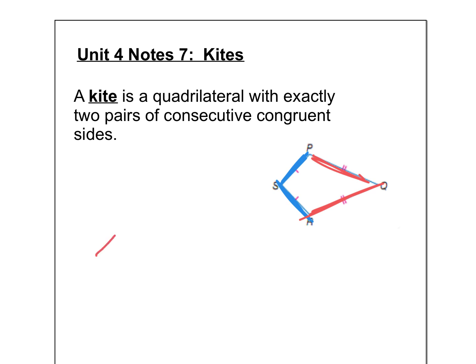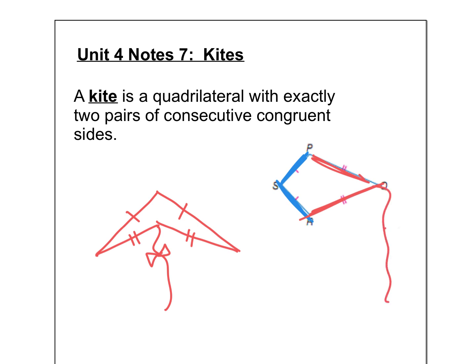A kite can also look like this. Maybe you've seen some actual kites in the sky flying that look like this, where these two are congruent and these two are congruent. That would be a concave kite versus this one over here. This one would be a convex kite.